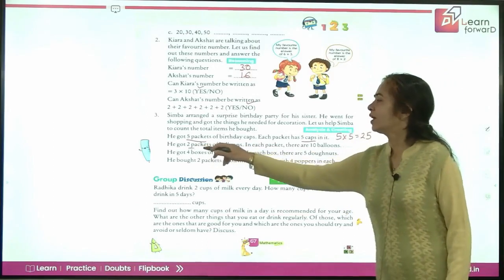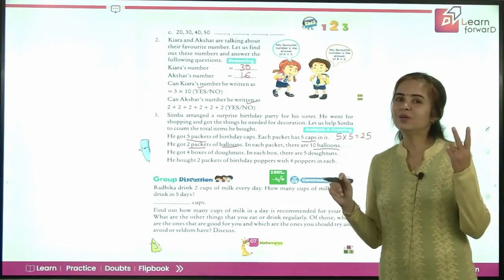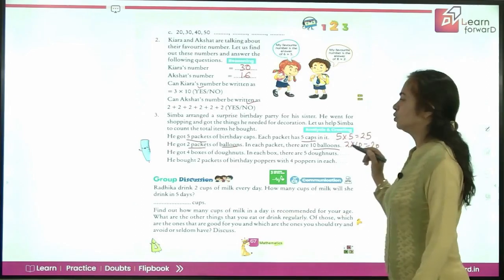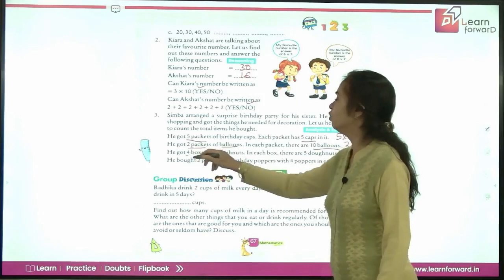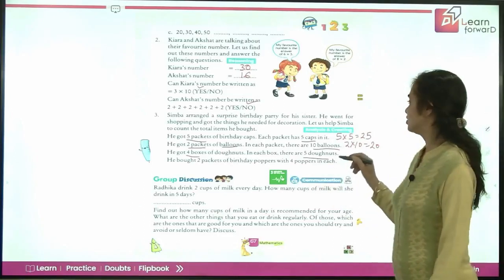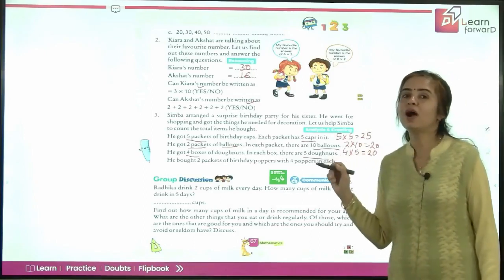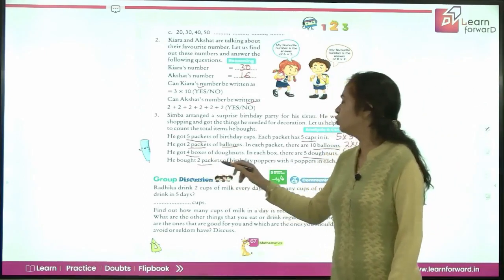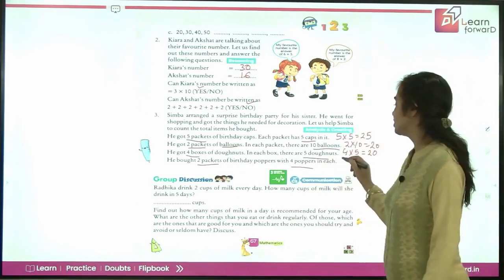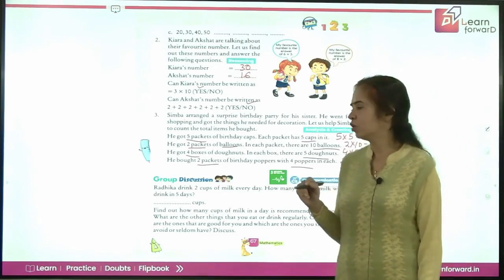He got 2 packets of balloon and with 10 balloons in one packet. So 2 times 10 is 20. Good. That means you have understood the concept of multiplication well. He got 4 boxes of donuts. Each box had 5 donuts. That is 4 times 5, which is 20. Brilliant answer, children. I'm happy to see you are getting the things faster now. He bought 2 packets of birthday poppers with 4 poppers in each. So, how many poppers? 2 times 4 is 8. Perfect answer.